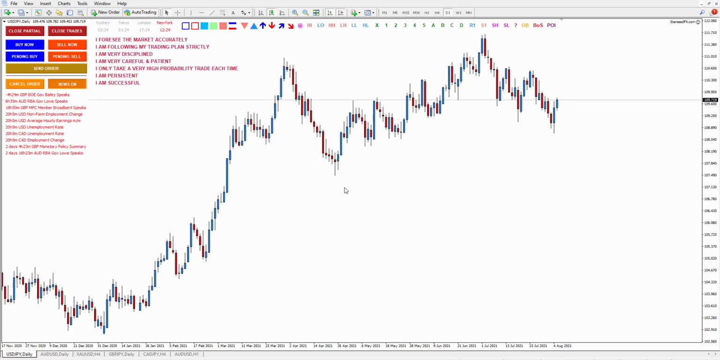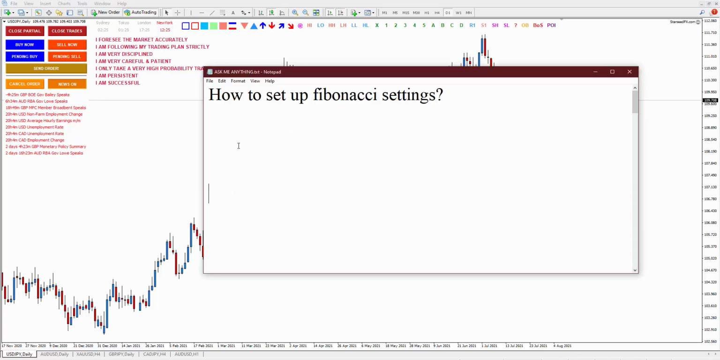So many people ask the same question and I have collected them. We have a section where you can ask me anything related to Forex trading. So let's go with the most frequently asked question. How to set up Fibonacci settings?